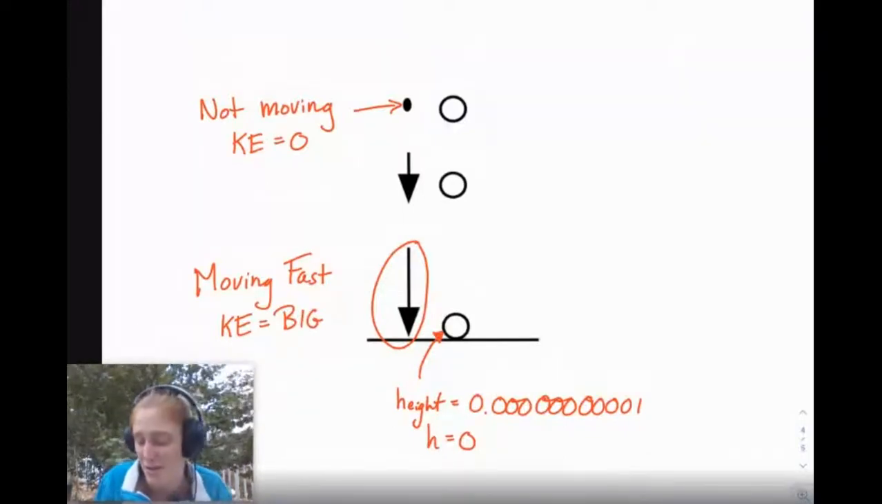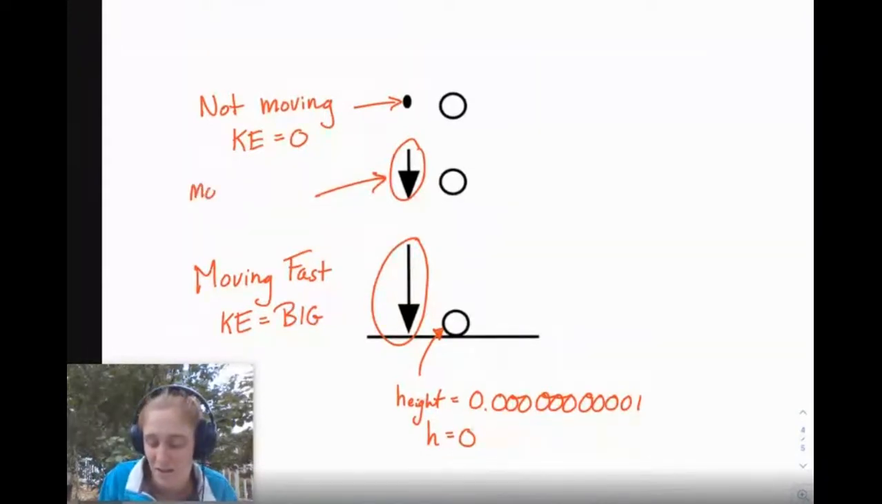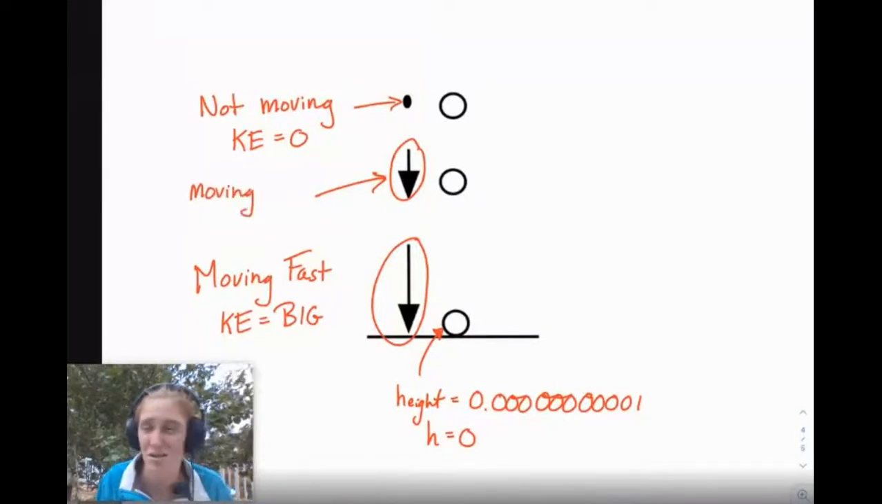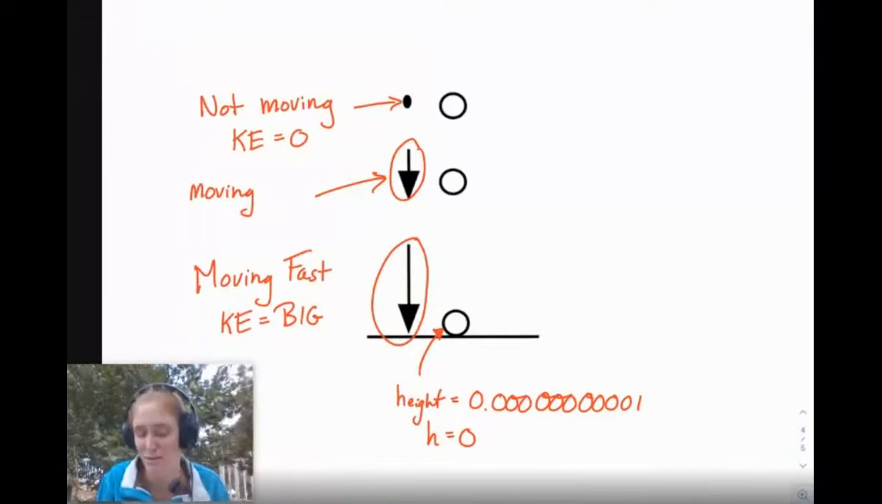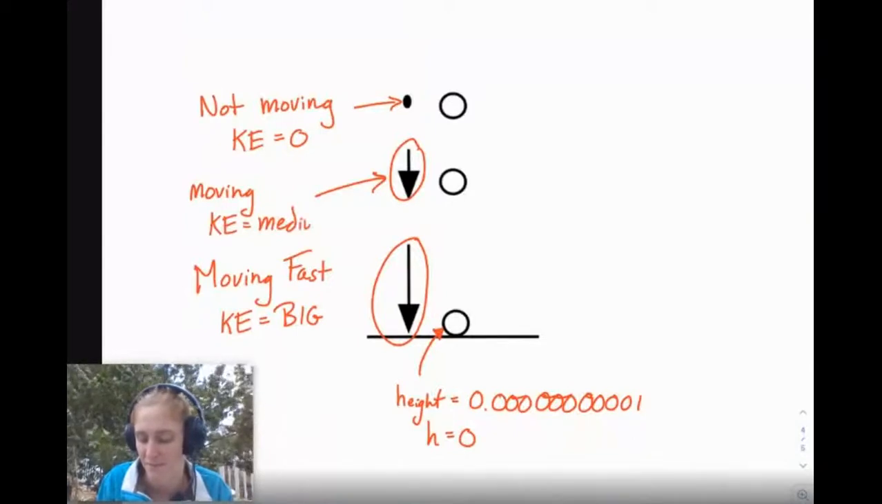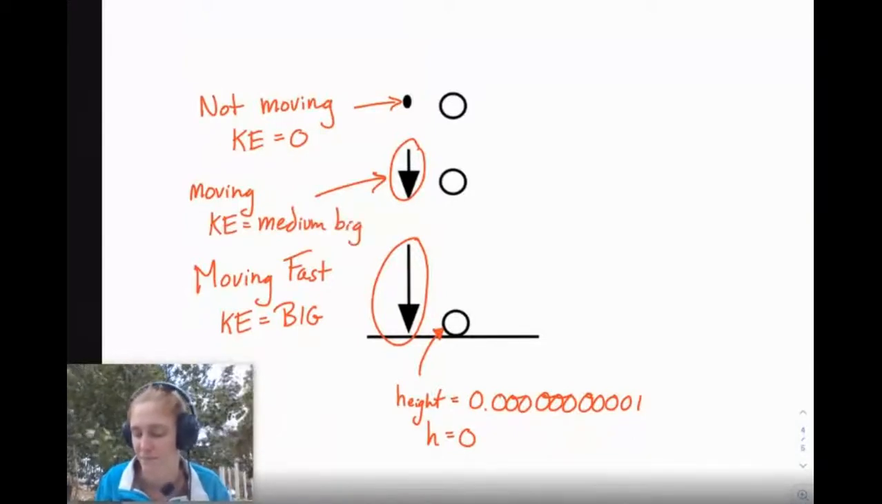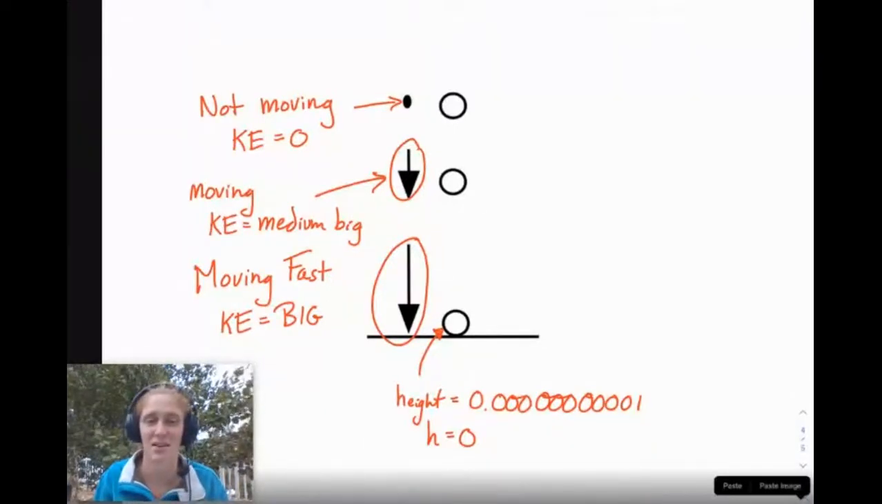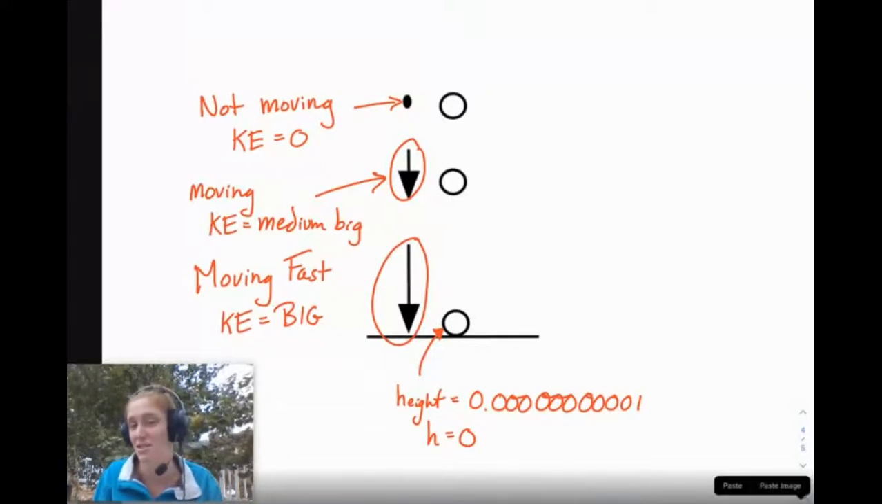And in the middle, you'll notice that my middle arrow is somewhere in the middle. So it is moving, but it's not going super fast or super slow. It's somewhere in the middle. So I'm going to call it kinetic energy is medium big. Beautiful. So if I'm dropping this thing, I need to figure out what other kind of energy I have. Well, the other energy that I have is something from it falling and being held up high in the first place, and that is called gravitational potential energy.